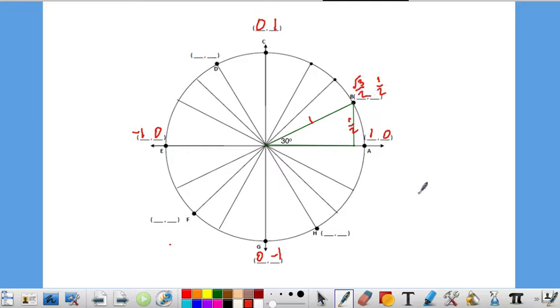And now we know that at 30 degrees on the unit circle, the x part is square root of 3 over 2. The y part is 1/2.